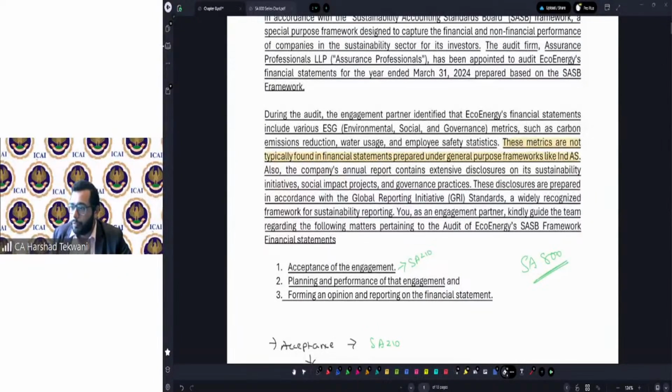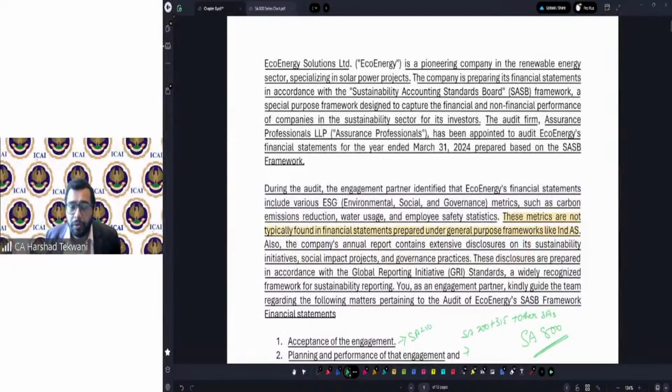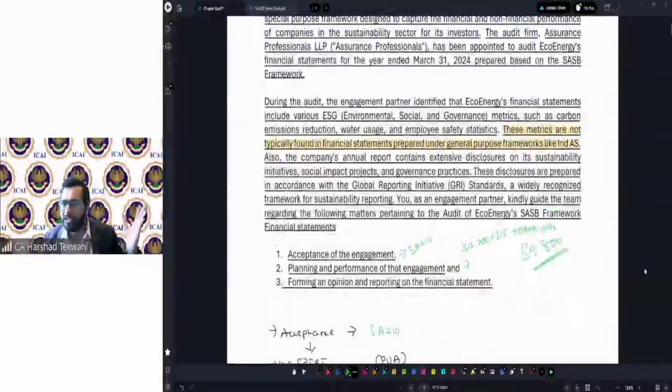Okay, so I'll tell you. It's pretty straightforward and simple. Just like acceptance, when it comes to planning and performing the audit, SA 800 requires us to follow SA 200, 315, and other relevant SAs which are applicable in the scenario. So there is no specific requirement than what we have understood or learned till now. Although you might be seeing a new SA, SA 800 series, something different, no. It says that whatever you have learned till now, apply that only, but in relation to special purpose framework.